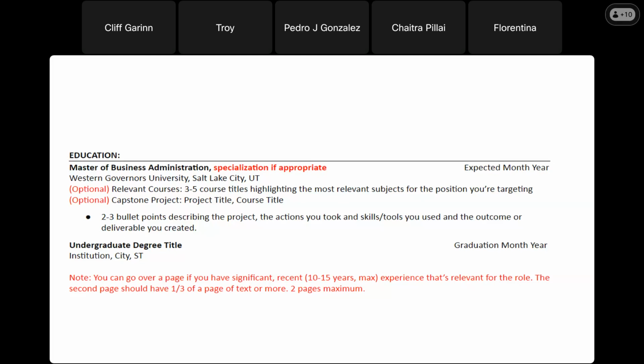Now at the bottom, again, you want to keep the dates of your work history no more than 10 to 15 years max. So you want to stop at that 15-year mark. All right.